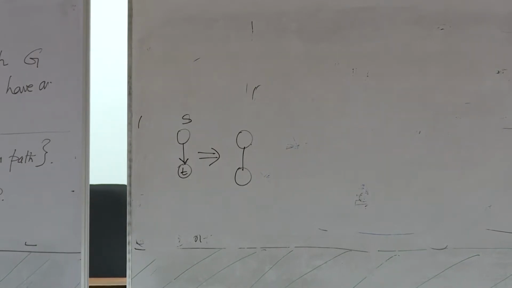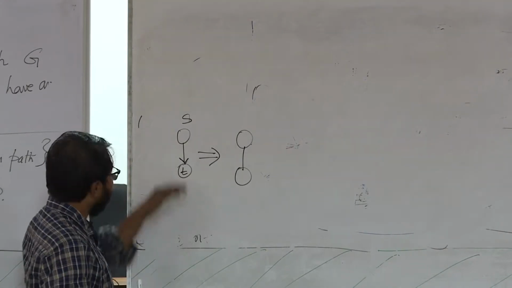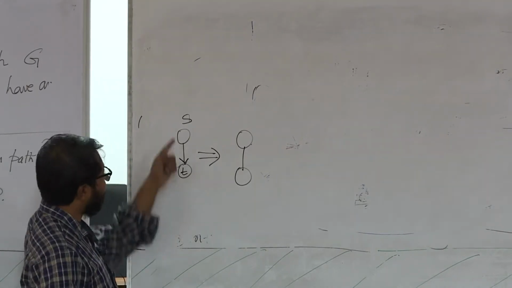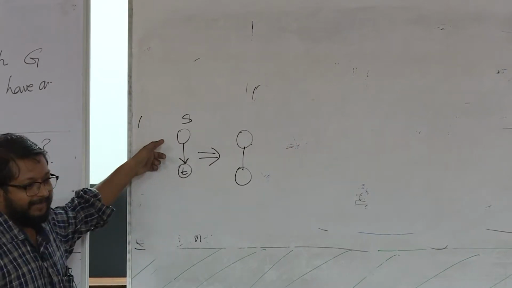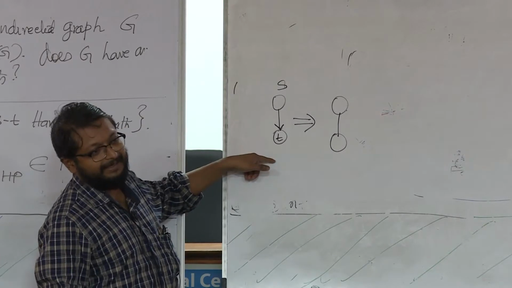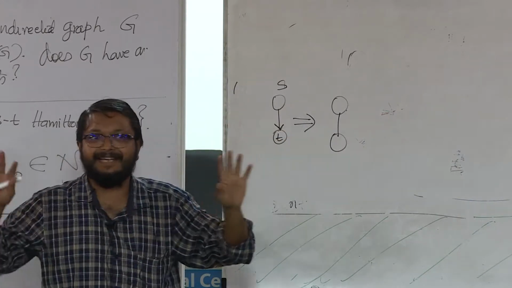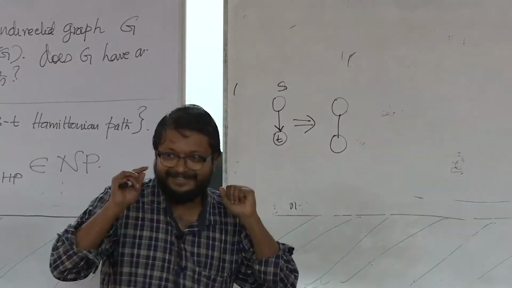Then the problem is, if I put this as S and this as T, things fail, right? If I interchange S and T, your reduction fails, because this graph has a directed Hamiltonian path from S to T, but no directed Hamiltonian path from T to S. So just replacing the arrows will not work.